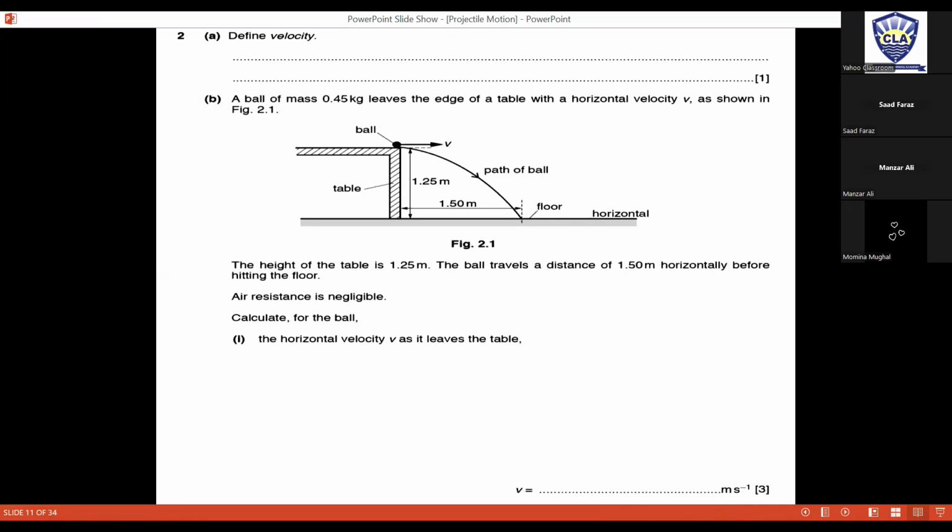This is a question of half projectile. What is velocity? Displacement per unit time or rate of change of displacement. Both are correct: displacement per unit time or rate of change of displacement.